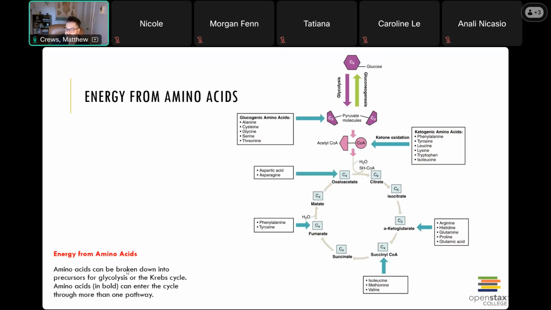So those can be broken down as precursors for glycolysis. These are kind of the areas where these get plugged in, right? So if you start glycolysis and you end up with pyruvate, you're going to need alanine, cysteine, glycine, serine, and threonine. And then as you kind of move through here, if you're ketone oxidizing and producing that acetyl-CoA, you're going to need these amino acids. And then at different steps in the Krebs cycle, you'll need different amino acids. And some of them are precursors.